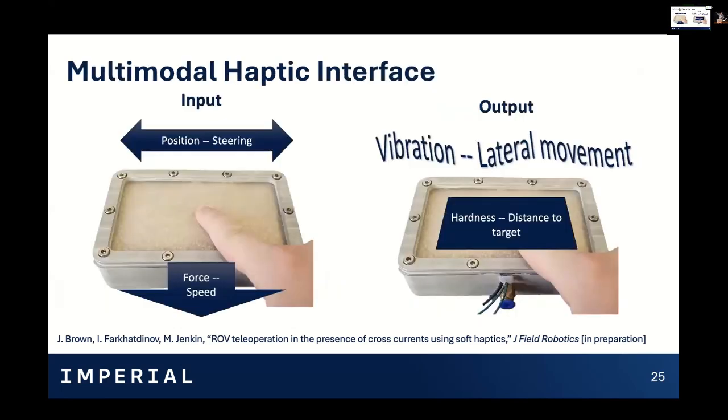The interface we gave them was the touchpad, which you might be thinking isn't a particularly obvious approach to teleoperating a robot. Why wouldn't you use a joystick? But we wanted these 2 inputs and 2 outputs. So the user was able to steer the robot by moving their finger left or right on the touchpad and control the speed by pressing down with more or less force. And it's got that force sensing base. And then in output, we used the vibration to indicate a sideways movement, often due to the cross current. And then also the hardness indicated their distance to the target. So were they able to pull up and stop without crashing into it?